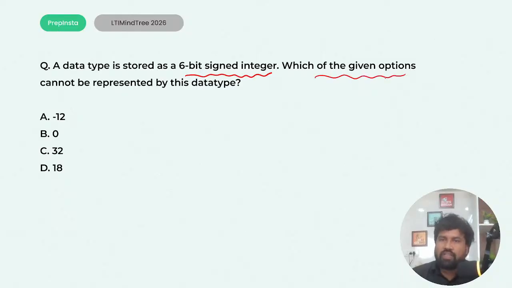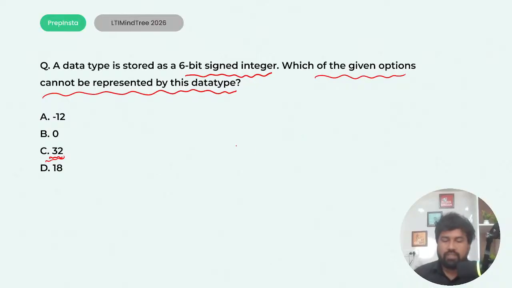Next, a data type is stored as a 6-bit signed integer. Which of the given options cannot be represented by this data type? I want to listen to the answer from the students. Deepak Singh, please don't spam much. It won't be good for you. A lot of people are saying it is option C, that is 32. Even I don't know. Let's examine.